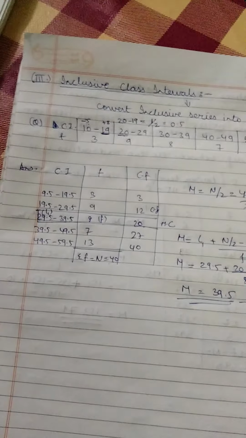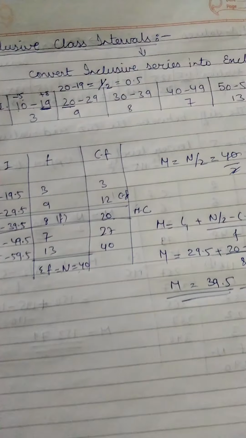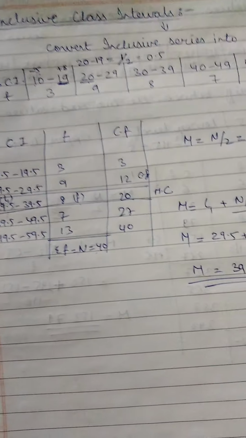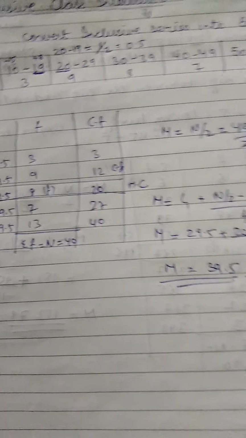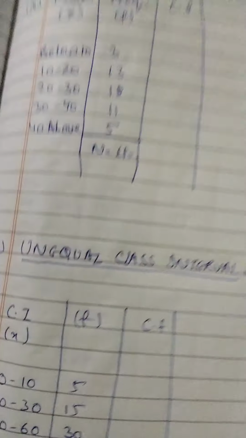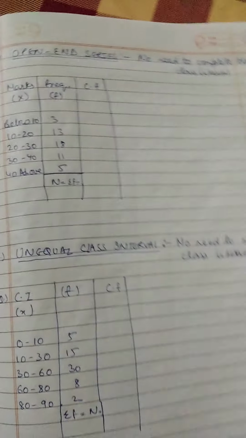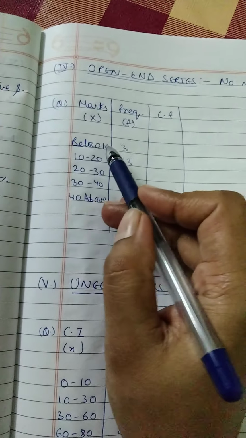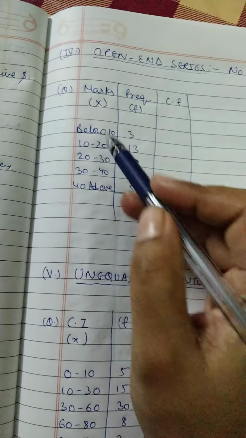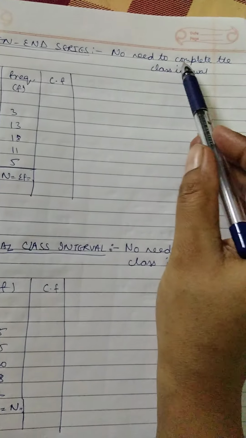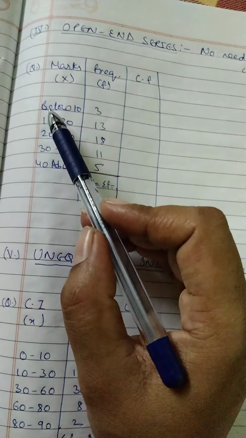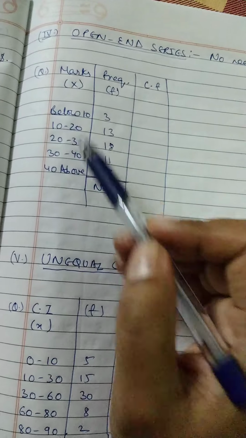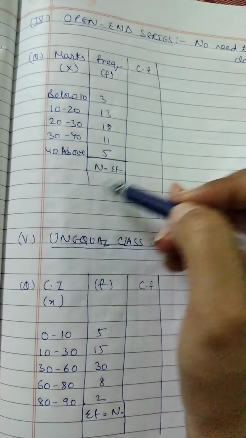So this is an inclusive series. It is important to convert inclusive into exclusive series. Now the next one is the open end series. Open end means it is given as below 10 and above. This is open ended, so there is no need to complete the class interval. Means no need to solve this. You can use the table as it is.